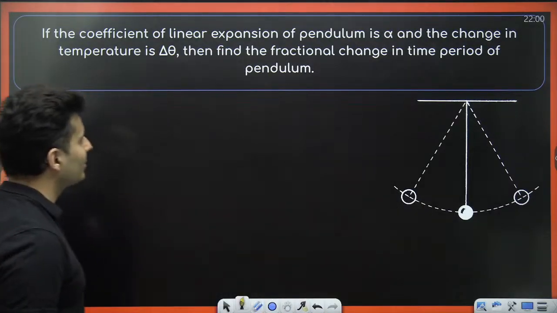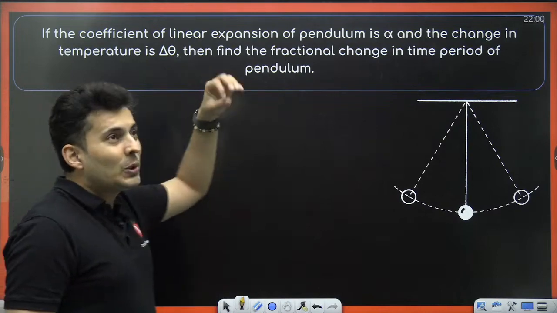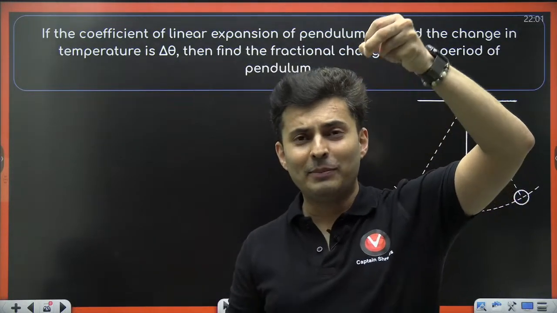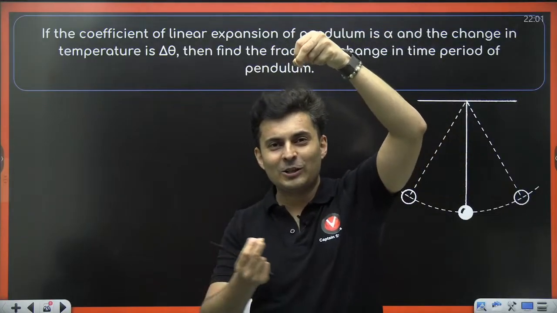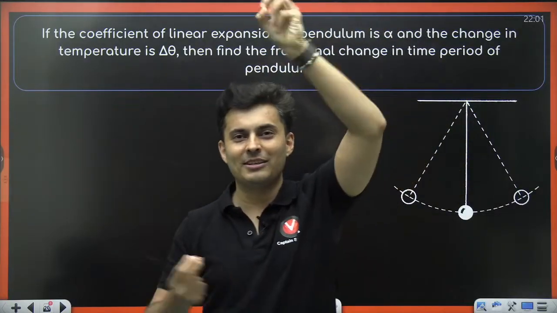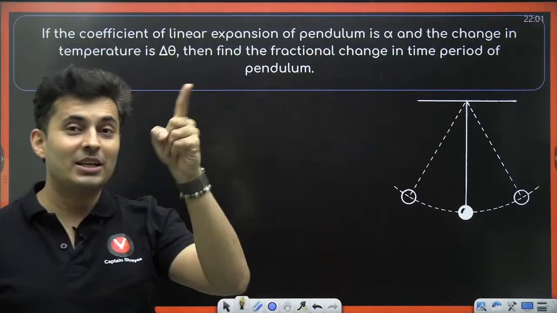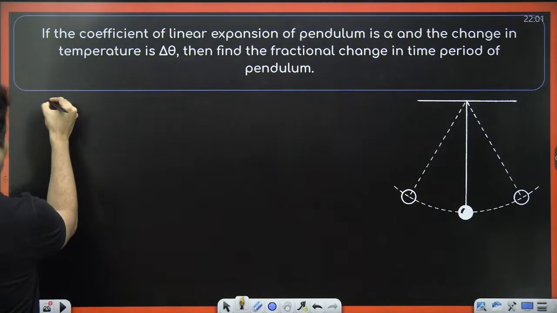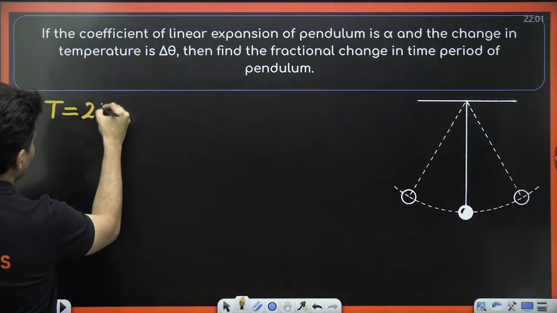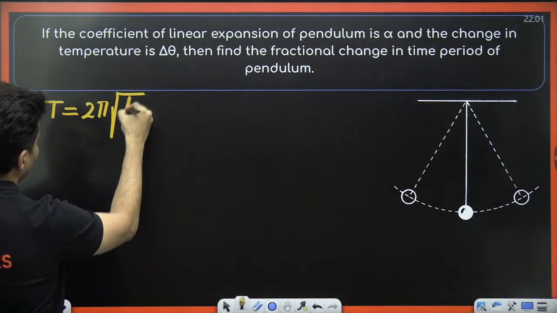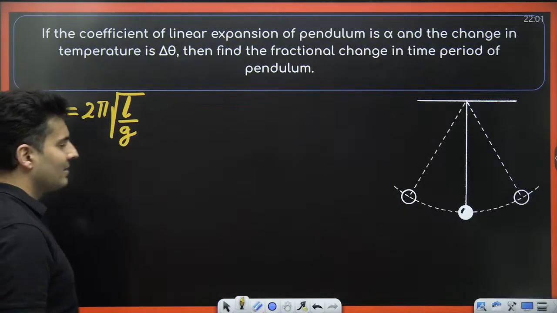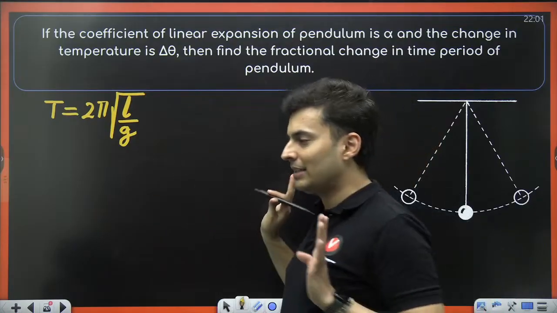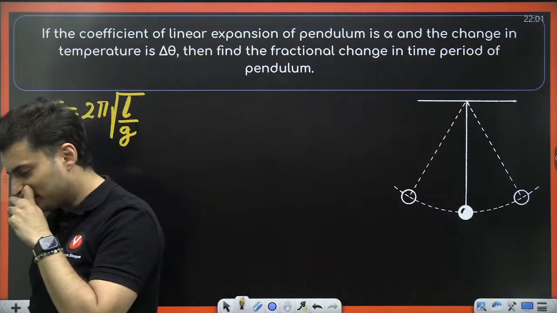So, my dear warriors, over here, when you increase the temperature, the length of the pendulum will increase. And as soon as the length of the pendulum increases, the time period will also change. So, changing the temperature changes the time indirectly. First of all, you should know the time period of a simple pendulum. The standard formula is 2 pi root of L by g. If you don't remember it, it's okay. Just take it for granted.